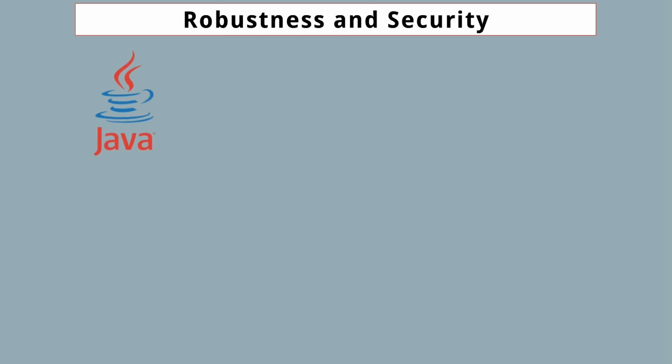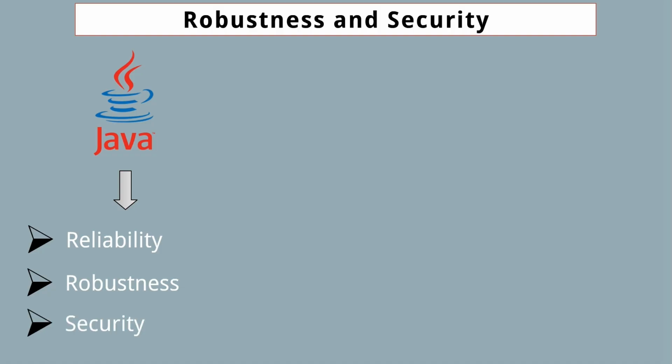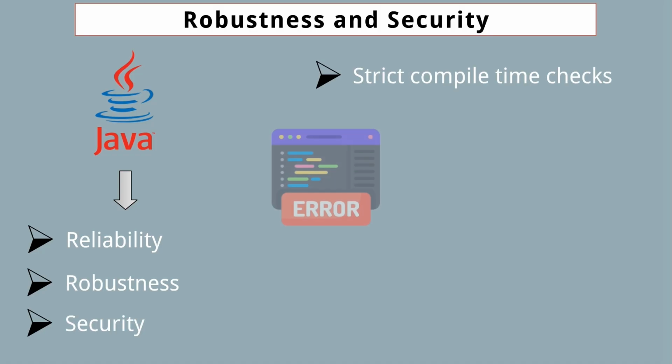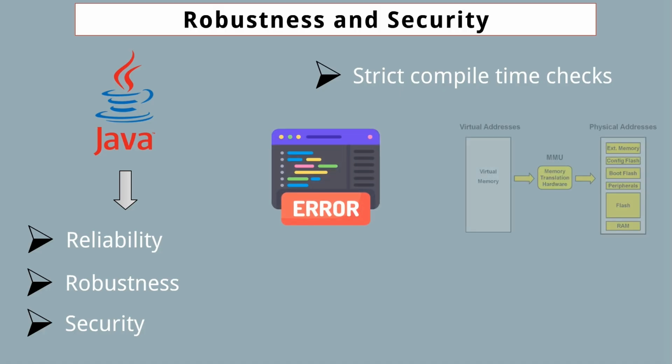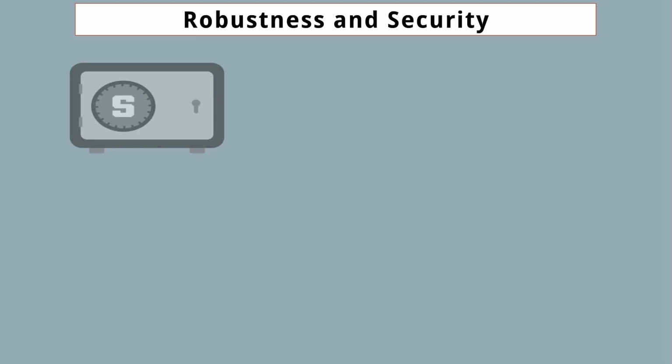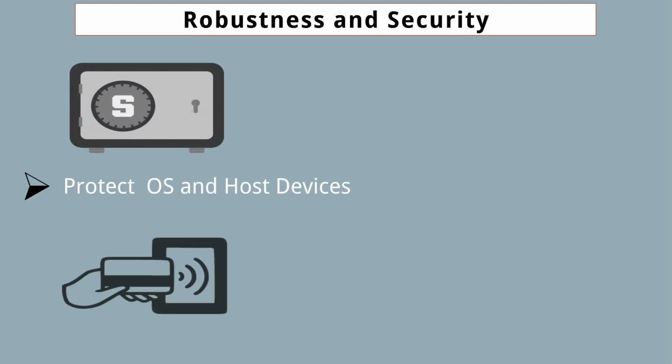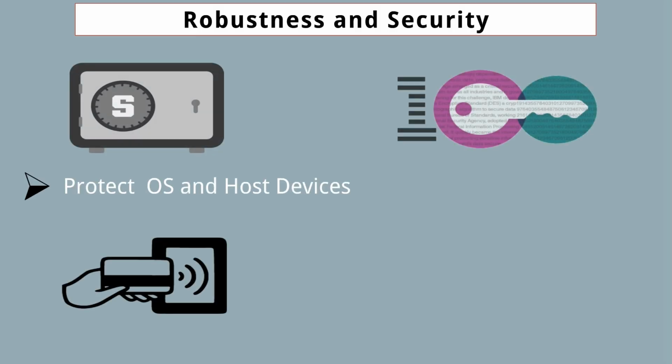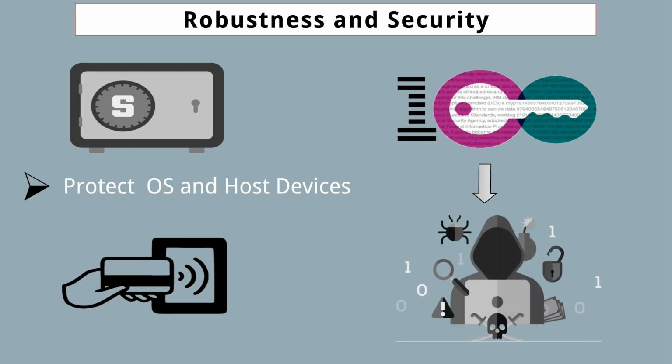Then moving on to the next one, which is robustness and security. Java was designed with a strong emphasis on reliability, robustness, and security. Its strict compile time checks, exception handling mechanism, and memory management contribute to creating stable and bug-free applications. Additionally, Java security features such as sandboxing, strict access control, and cryptography libraries help protect against potential vulnerabilities and threats.